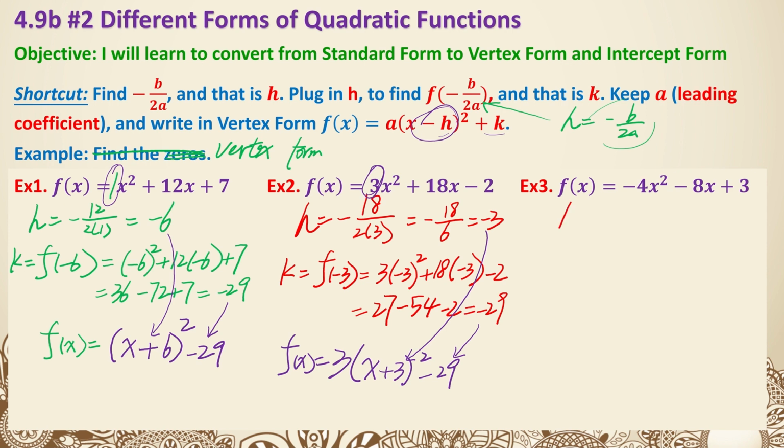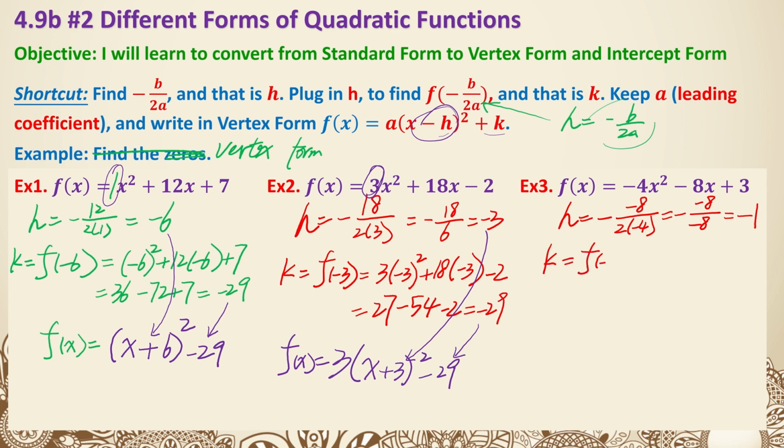Example 3, same thing. h equals negative b over 2a. My b is a negative 8. 2a, 2 times my a is a negative 4, so it's 2 times negative 4. Oh, there's a lot of negatives. So negative sign in the front. On the top is a negative 8. On the bottom is also a negative 8. So we have 3 negative signs combining together, which leaves us 1 negative sign. The 8 and 8 simplify to be a 1, so it's a negative 1.